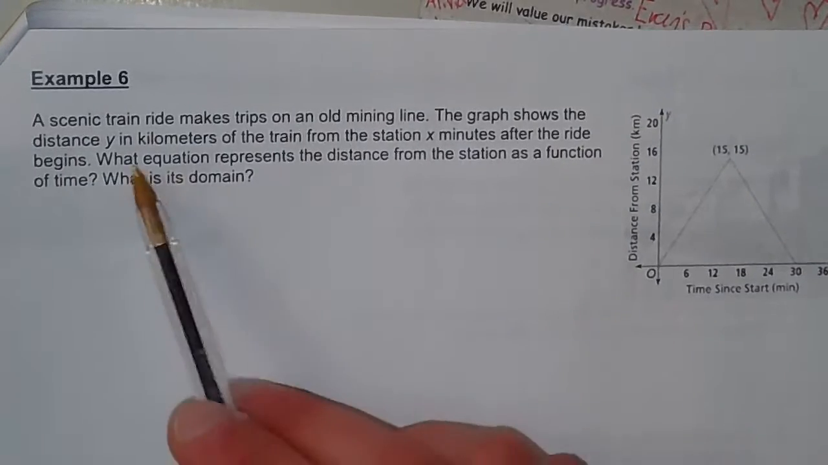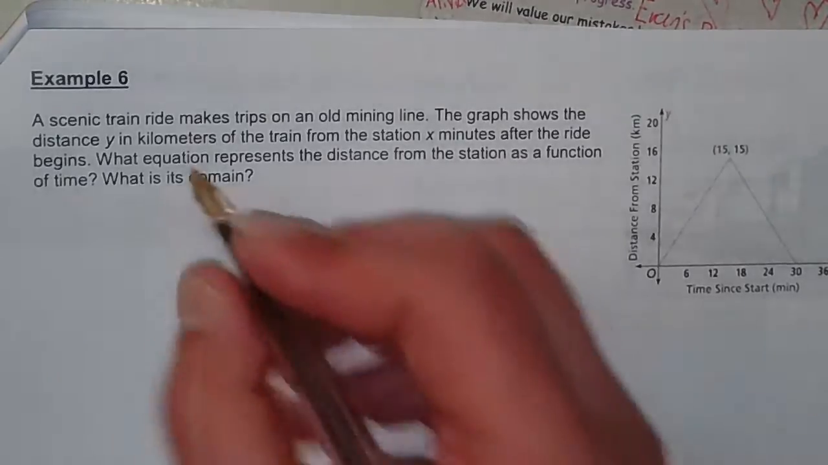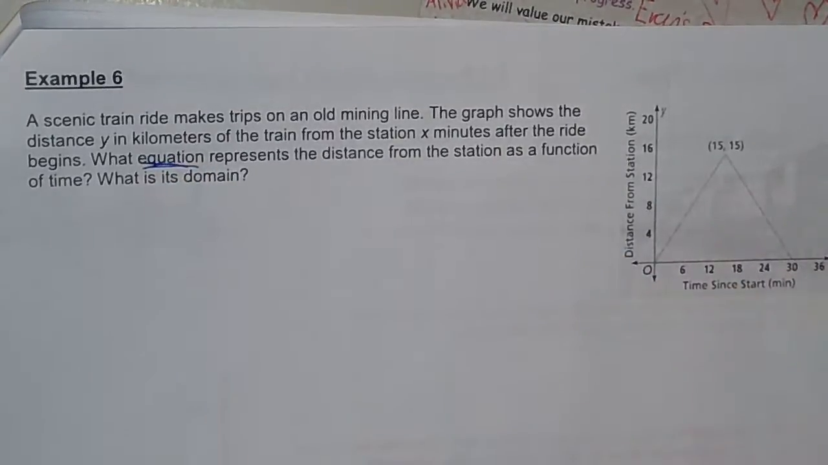So what's the question? What equation represents the distance from the station as a function of time? So this first part is wanting us to write the equation. This we actually have not done yet. This is giving you a graph and saying, come up with what the equation would be. And then they ask us to find the domain, which we'll worry about in a minute. So let's talk about how you come up with the equation.